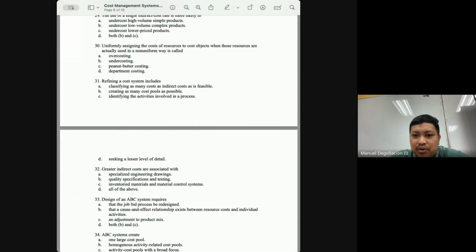Letter A is incorrect because the goal is not to classify as many costs as indirect costs as possible. Seeking a lesser level of detail? No. Letter B is also not a requirement. So the best answer in number 31 is letter C.